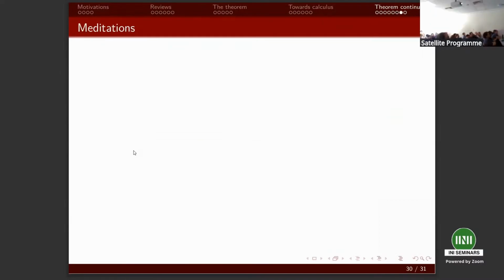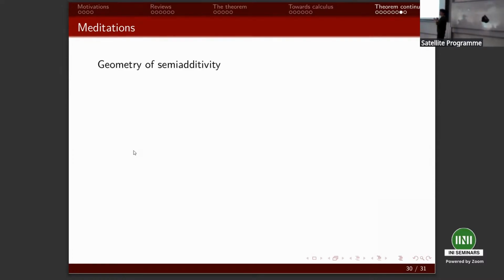The last slide is that I want to do some meditations and engage in some kind of wordplay which might be totally pointless. Namely, I want to talk about geometry of semi-additivity. So we've seen from Connor's talk that there's a notion of semi-additive geometry. I guess it is now this famous Brave New World of Marlin semi-additive geometry. But that's a very high-minded thing, and I'm a person of more pedestrian persuasion.